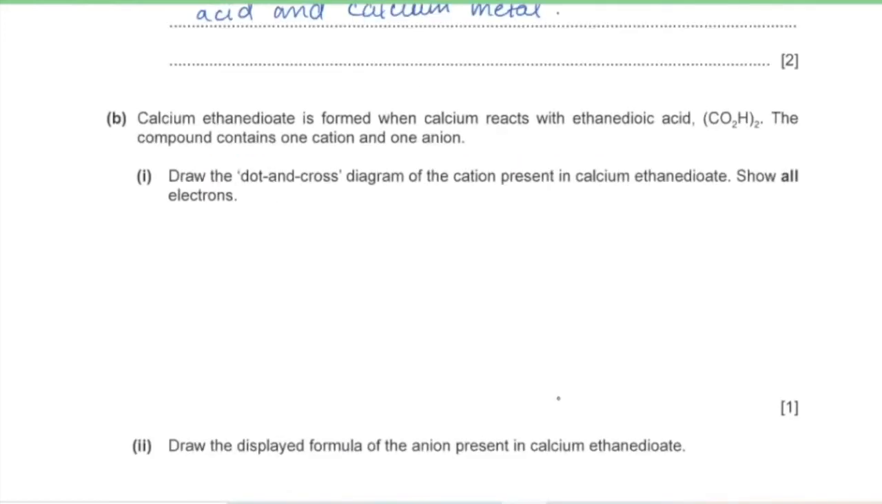Part B, calcium ethane dioate is formed when calcium reacts with ethane dioic acid. The compound contains one cation and one anion. Part 1, draw the dot and cross diagram of the cation present in calcium ethane dioate. Show all electrons. So first I'll write the equation for the reaction, that is calcium plus ethane dioic acid, which is COOH and COOH. Now this will form an anion, which is going to be COO negative, COO negative. Now this was the anion, and the cation present over here is going to be just Ca2 plus.